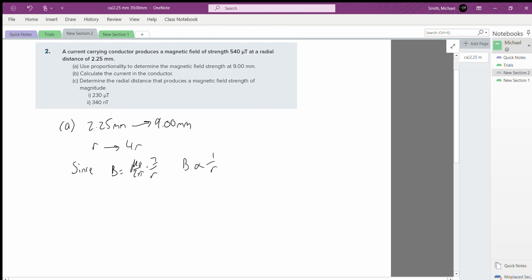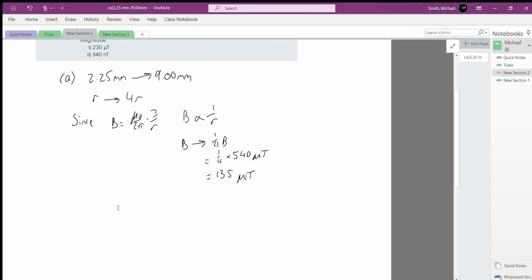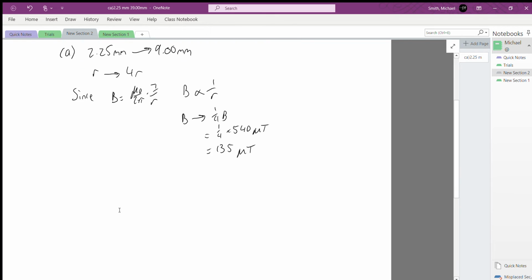Therefore, since the radius is increased by a factor of 4, our magnetic field will go to 1/4 of the magnetic field strength, which we can just calculate easily as 1/4 of 540 microtesla, which we can substitute into our calculator to get 135 microtesla. Next, we need to calculate the current in the conductor. So this is just using the formula but rearranging it.